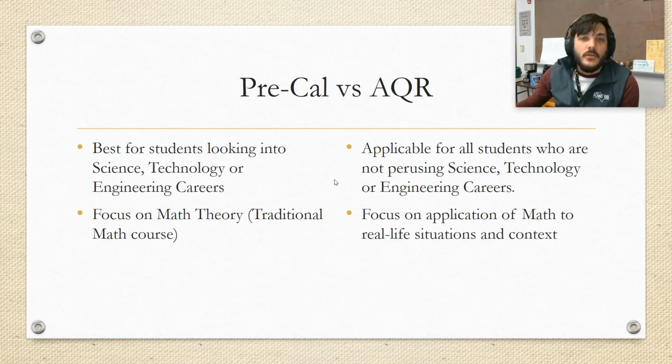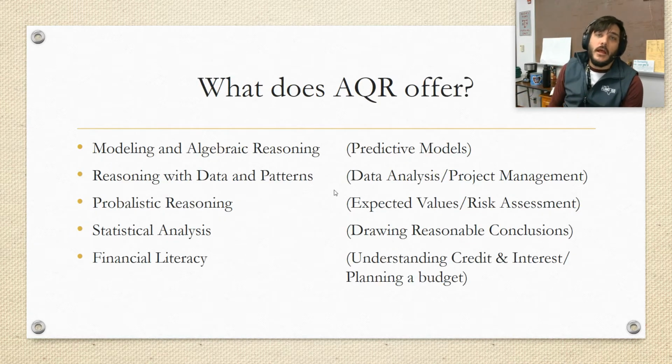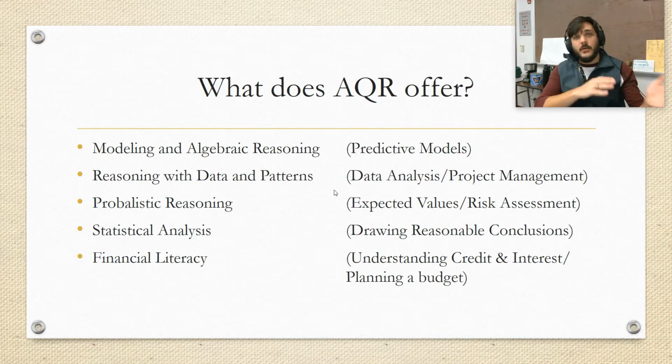The units we cover in AQR are modeling, reasoning from patterns, probabilistic reasoning, statistical analysis, and financial literacy. All of these are disconnected. They don't build into each other like a traditional math class. We try and focus on different content areas throughout the year.